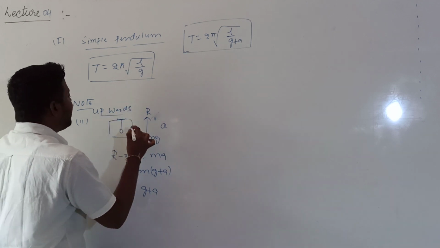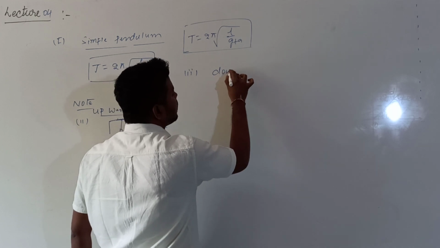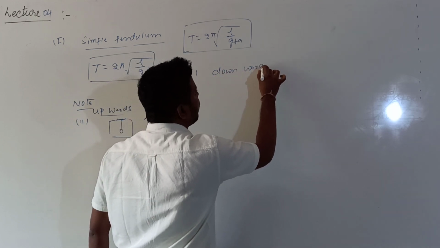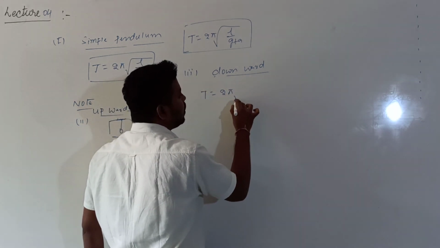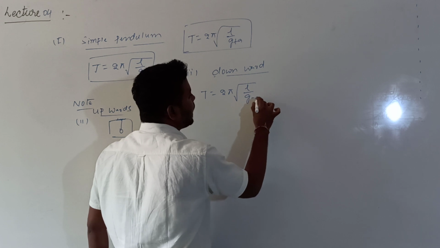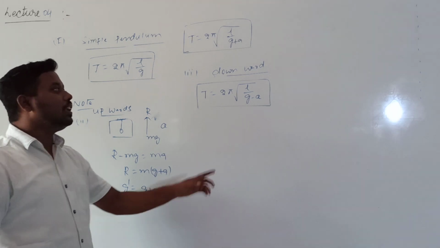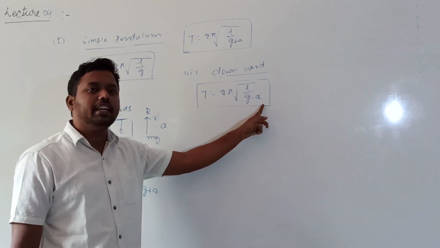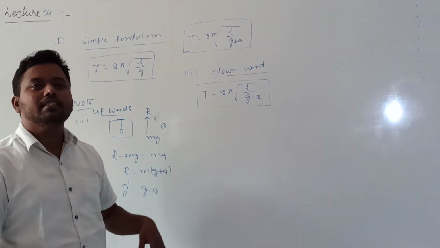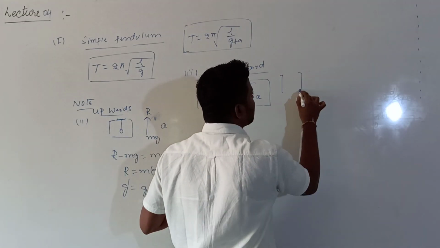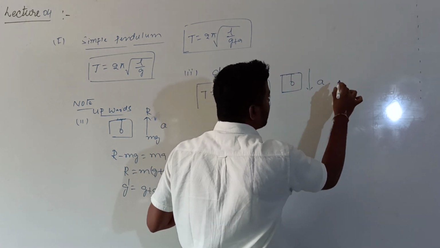For example, in the same lift case, the second point: if the lift is accelerating downward, can I write the time period formula directly as 2 pi into root over L divided by g minus a? Whenever the lift is accelerating downward, the acceleration due to gravity decreases, that is g minus a in the denominator. So what happens to the time period value? It increases. So both possibilities are there: the first case is the lift accelerating upward, whereas the second case is the lift accelerating downward.